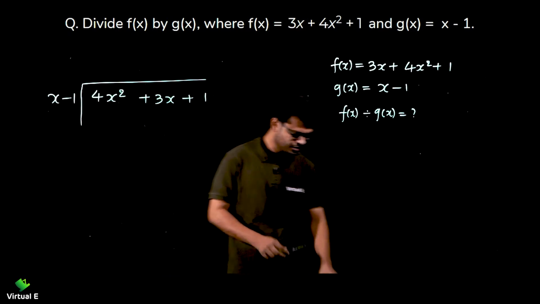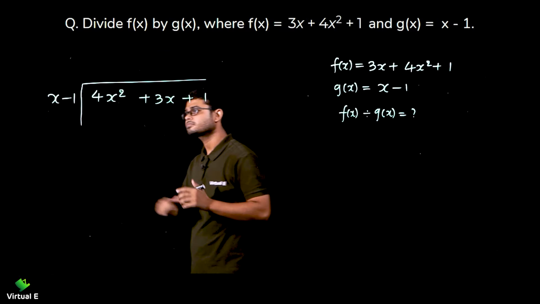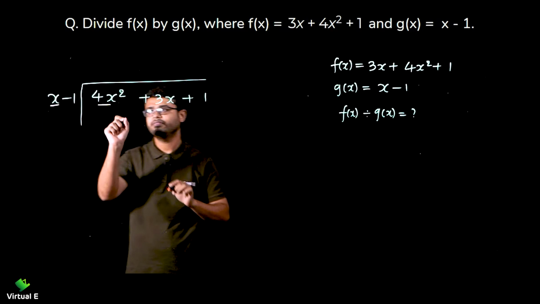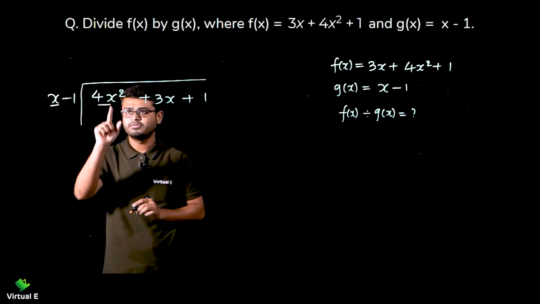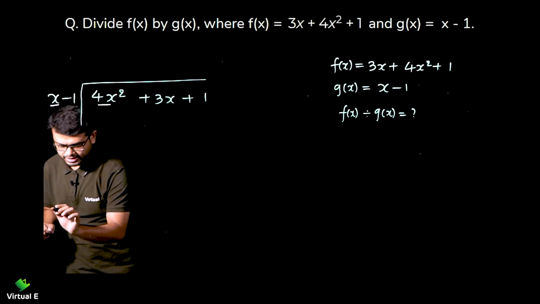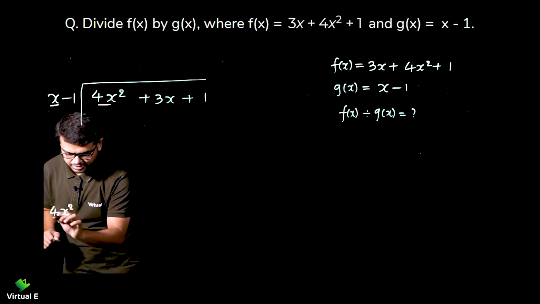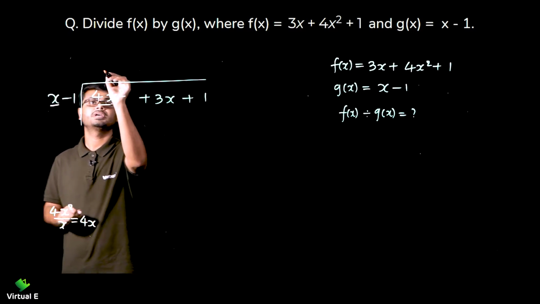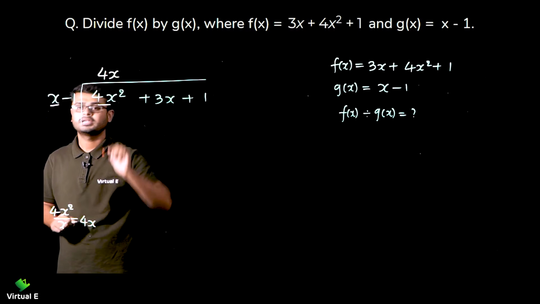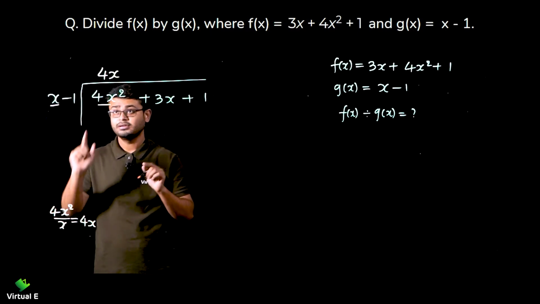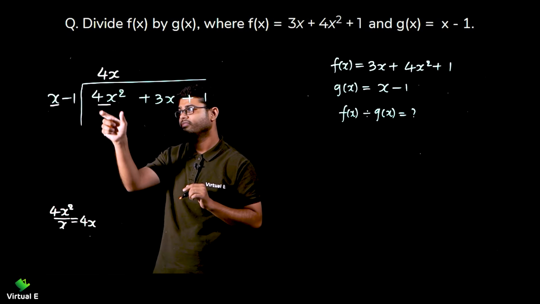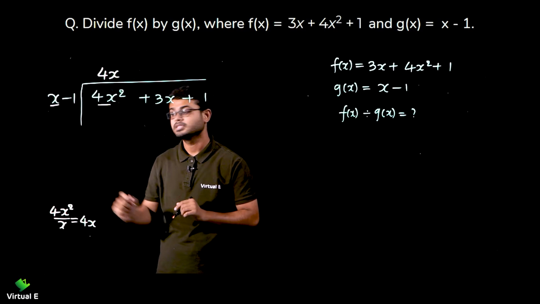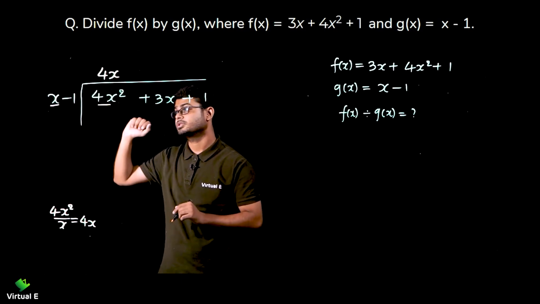Now let's start with the division. First of all, what we need to do, take the first term of the dividend and of the divisor, 4x squared by x. So 4x squared by x, that is 4x is the first term. Here let's write 4x. The first term is very easy: first term of dividend and first term of divisor, divide them and get one term, write the same into the quotient.